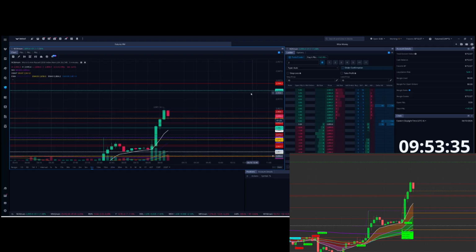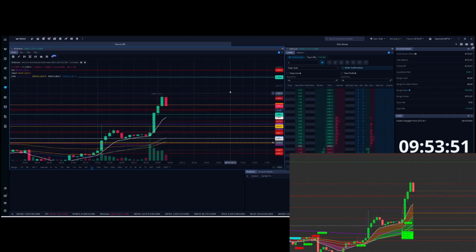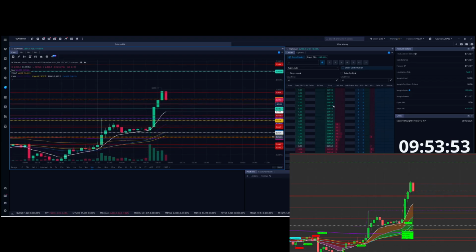Let's see. Yeah, I didn't enter yet because this candle, we could go down and hit the 9, and I'm just waiting to see what it does. I think that's what we're going to do. But it also could go down and then next candle green and go right back up.